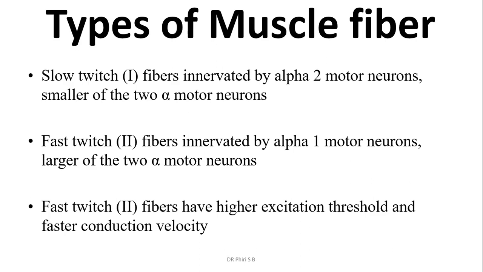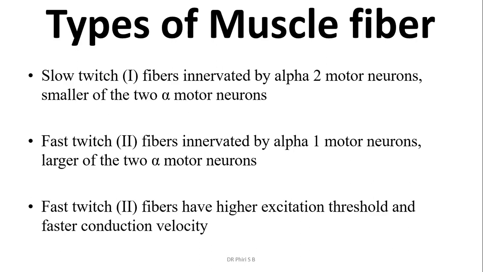But the fast twitch fibers have a higher excitation threshold and faster conduction velocity. So the threshold is higher. It means that in terms of recruitment, the muscle fibers that will be recruited first will be the slow twitch because they have a lower threshold. The fast twitch have a higher threshold. In as much as they're very fast once they're stimulated, for them to be stimulated they have a higher threshold, so they'll be the last to be recruited for contraction. The first ones recruited for contraction are the slow twitch, and the last ones will be the fast twitch because they have a higher threshold of contraction.